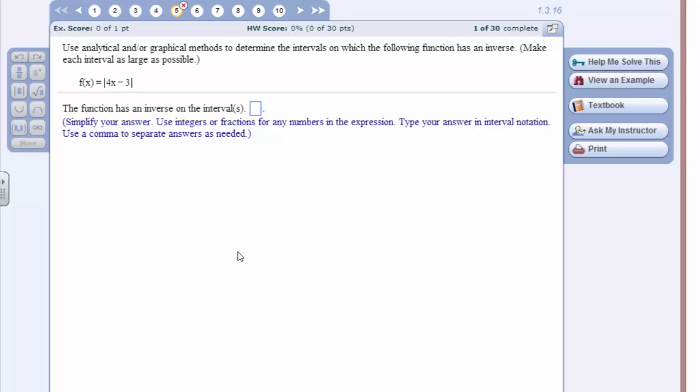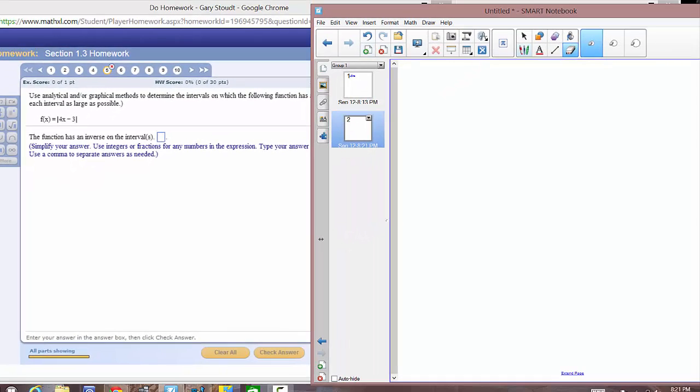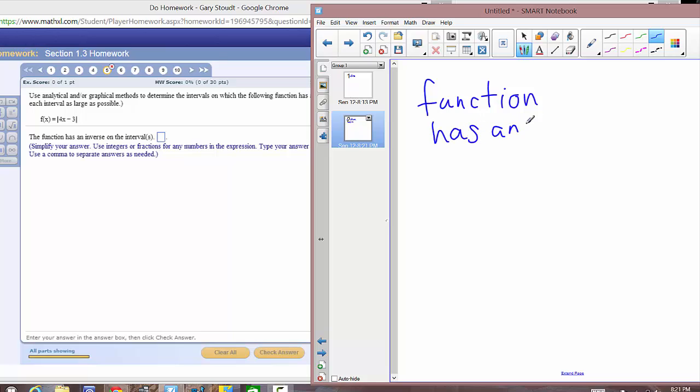Use analytical and/or graphical methods to determine the intervals on which the following function has an inverse. Make each interval as large as possible. So we're looking at the function absolute value of 4x minus 3. Let's just do a quick recap of things. A function has an inverse if and only if it satisfies the horizontal line test.